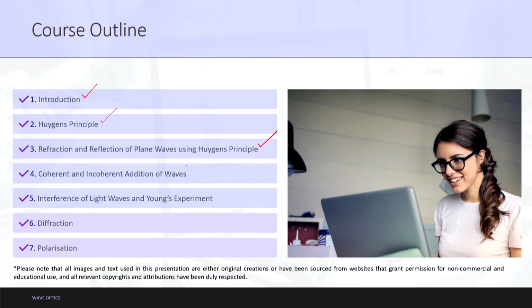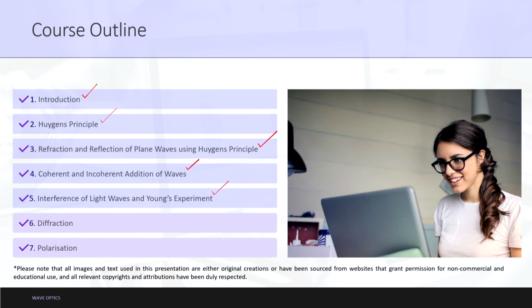Then in the fourth concept we understood the coherent and incoherent addition of waves. In this we understood the concept of intensity, when the intensity is maximum and when it is minimum. We also understood the Doppler effect as a small part after the incoherent addition of waves. Lastly, we understood the interference of light waves in Young's experiment. What is interference, what are the central bright fringes, what are the dark fringes, etc. We also understood the concept of Young's experiment.